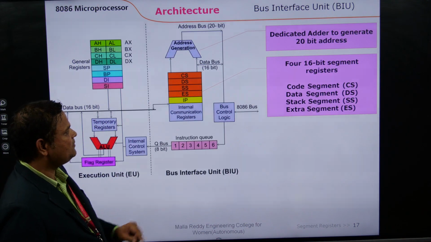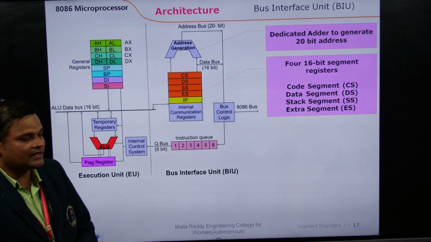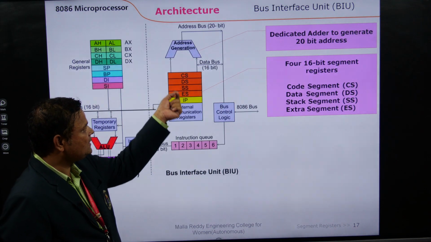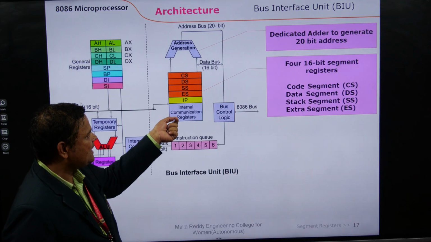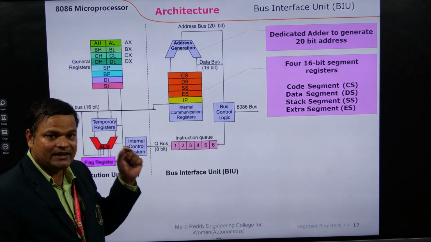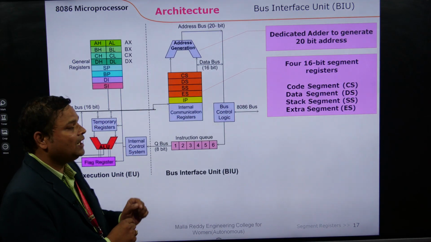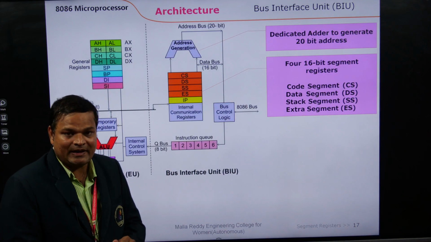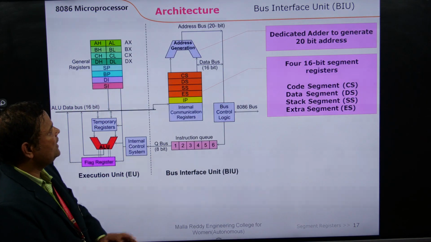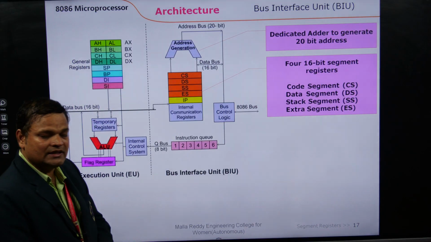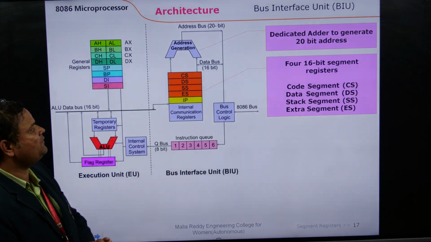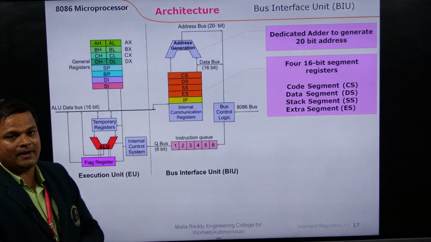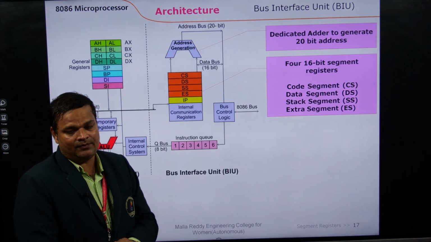Apart from these 4 segments, we have one more register here, that is the instruction pointer. These are the code segment, data segment, stack segment and extra segment. These are 16-bit registers, and they hold the starting address of the respective segment in the given memory. Next comes the address generation block. This block is responsible for generating the address by combining the offset address and the segment address.